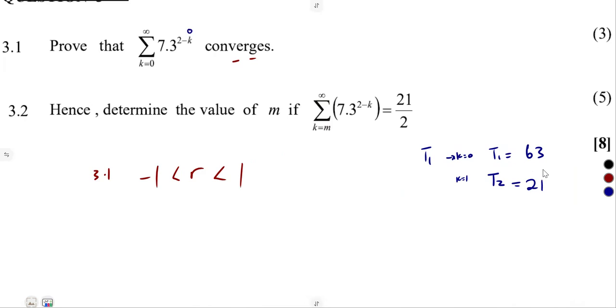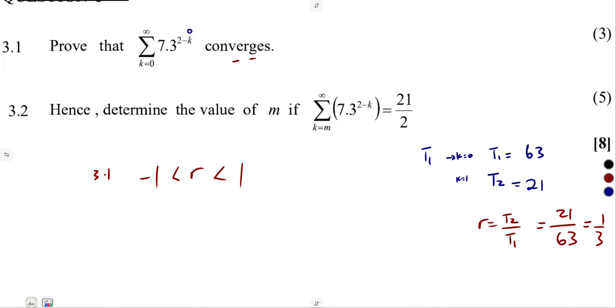For you to prove that it's a geometric series, it's from where? For you to prove that it converges, it's from a geometric series. It's a geometric already. So we know that we deal with what? With R there. So R being the second term over the first term. That's 21 over 63. And that was going to give us 1 over 3.